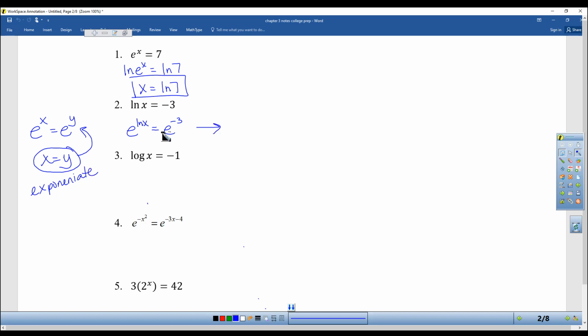Why would I do that? Because e to the ln of x is just x. So now I have e to the negative 3, or you could write it as 1 over e cubed.